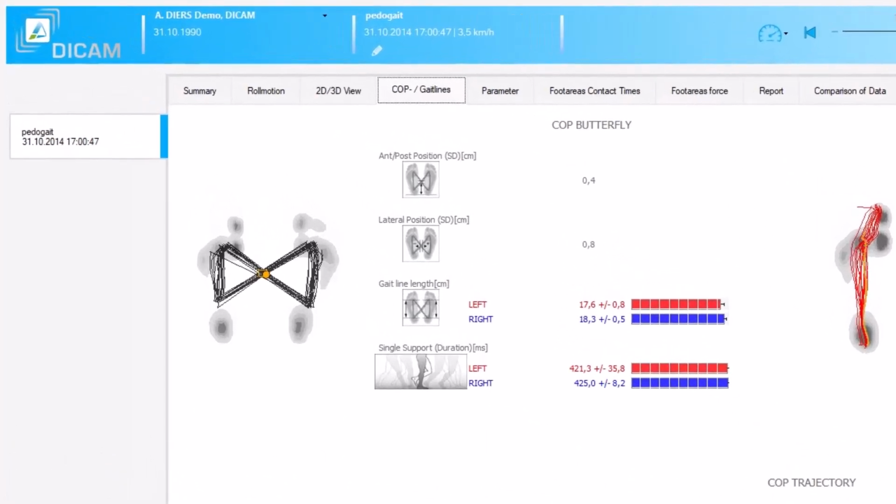In the upper left section, there's the so-called COP butterfly. It shows the course of the COP projected onto one spot. The lines forming the butterfly represent the progression of the COP between the left and the right feet. The vertically oriented sides are reached directly above the foot. They show the position and the course of the COP while the respective foot is in unilateral support.